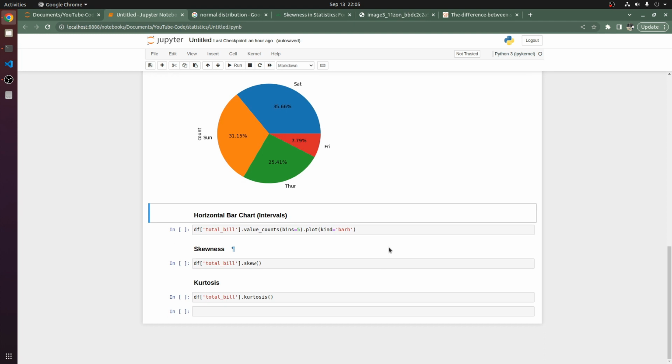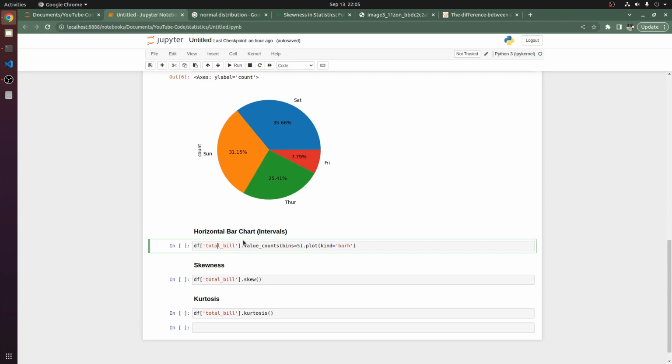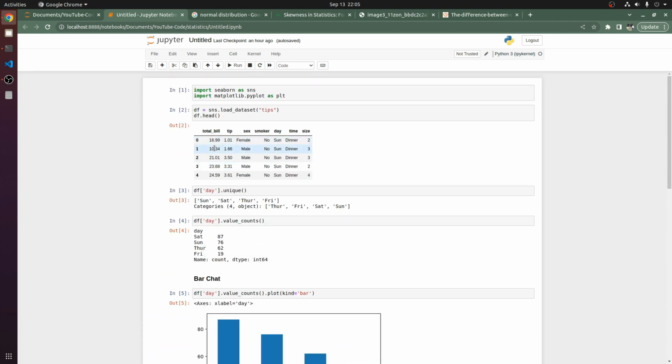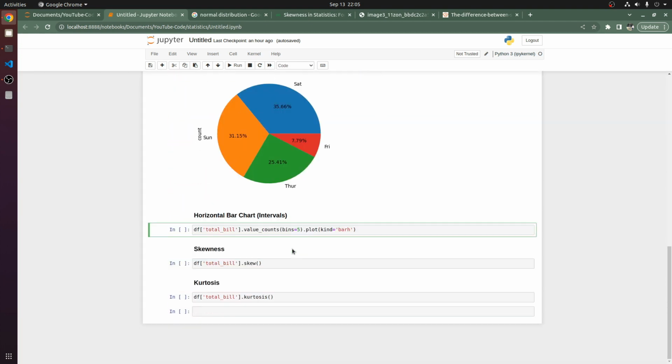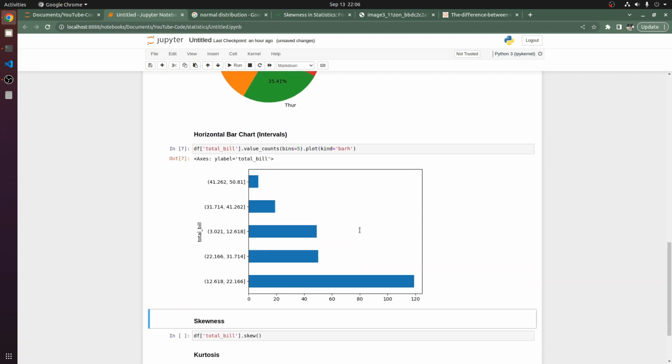Now I will show you frequency distribution for intervals. So this is the total bill column. I can divide the total bill column into intervals. For that I will apply .value_counts, and in this I will pass bins equal to 5. So I will be creating 5 intervals. Then I will apply the plot method, and the kind will be barh, so I want a horizontal bar graph. So on the y-axis we have the intervals, and on the x-axis we have the frequency.